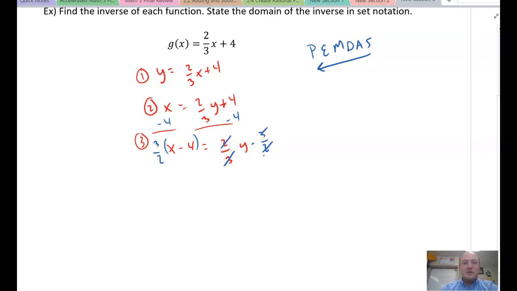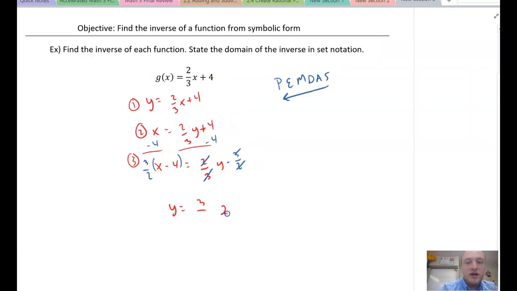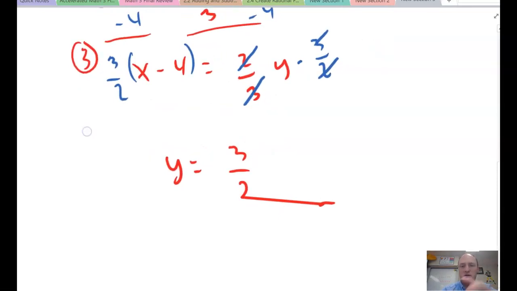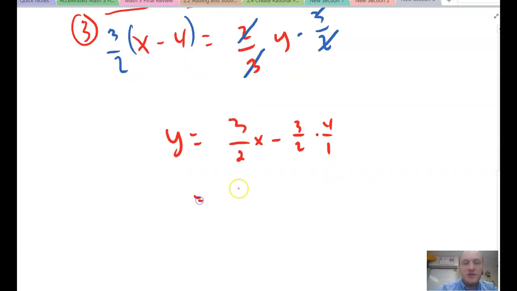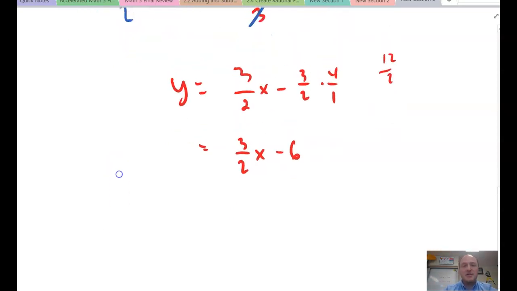And we have y is equal to 3/2 x, minus 4 times 3/2. So 3/2 times 4 over 1, and we just get 3/2 x minus, this is going to be 12 over 2, so that's 6, minus 6. This is almost our answer.